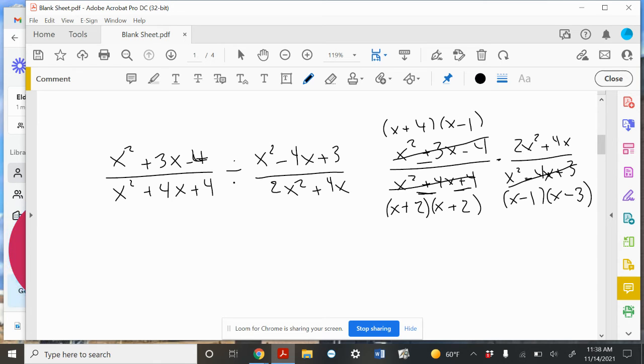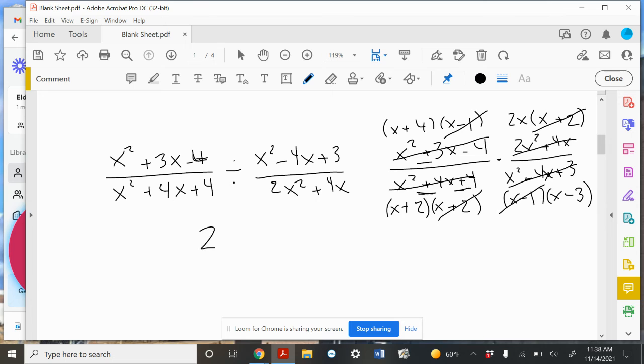And notice here, this does not factor like all the other ones do. I just take out a 2x because that's common to both terms. I take out my greatest common factor, and I have x plus 2. So my x plus 2 and my x plus 2 cancel. I have an x minus 1 and an x minus 1 there. Those cancel. I have an x plus 4 and a 2x in the numerator, and I have an x plus 2 and an x minus 3 in the denominator.